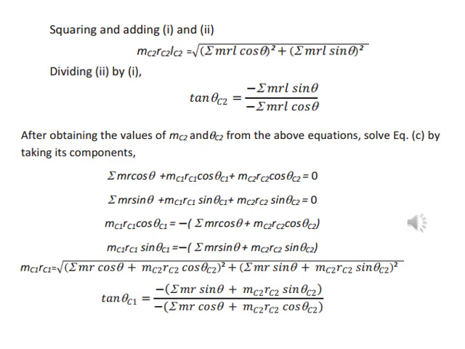Over here, you can use these two equations by squaring and adding, and also dividing the equations, to get the tangent of theta C2 and also MC2 times RC2 times LC2. This is the force related to the counter mass, related to RC2. Then after you get the value of MC2 and theta C2, solve the equation, and after that you can get the tangent of theta C1. It's mathematical, so please be careful with the cosine and sine of theta C1 and so on.